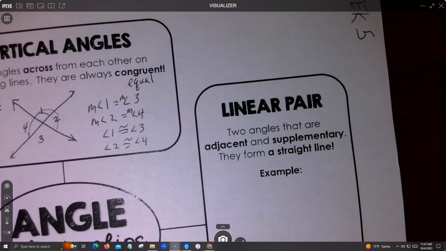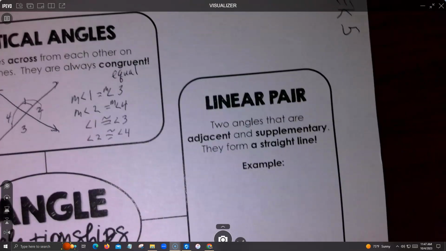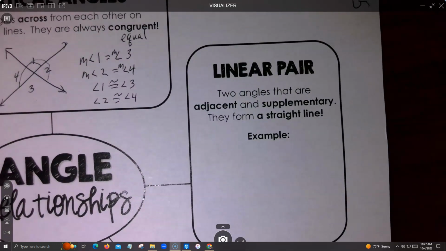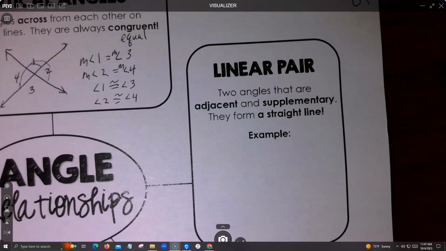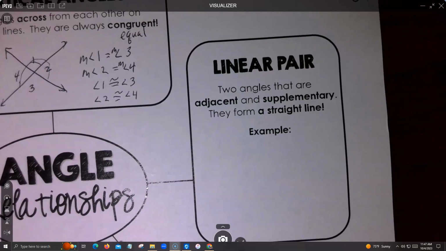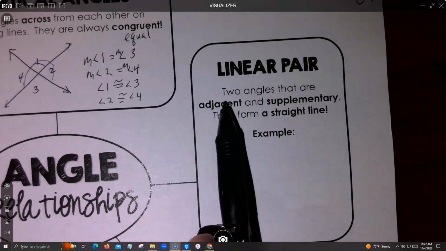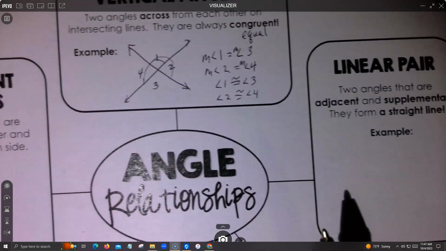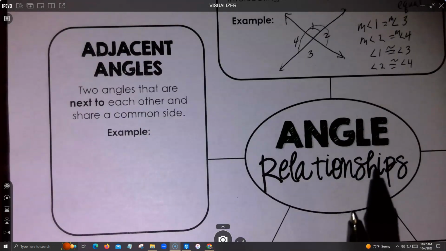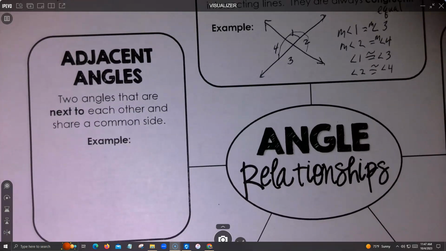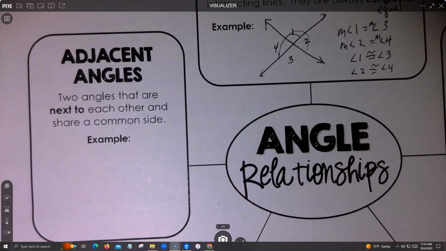Next thing is the linear pair. The linear pair says two angles that are adjacent and supplementary, they form a straight line. Since I'm using the word adjacent here and you don't really know what that is, let's jump over to adjacent angles. Adjacent angles are two angles that are next to each other that share a common side.